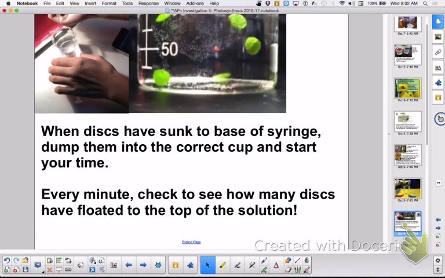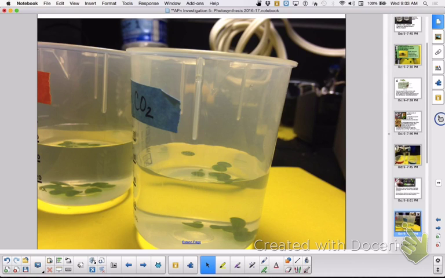So you're just going to check on the minutes and say, oh, there's 3 discs, or there's 4 discs floated. And you have to decide what's a true float, because sometimes they're part way up. I would say they have to break the surface, touching the top of the water, not halfway up the cup. At that time, how many are truly at the top. Okay, so you'll watch and you'll count the ones at the top.